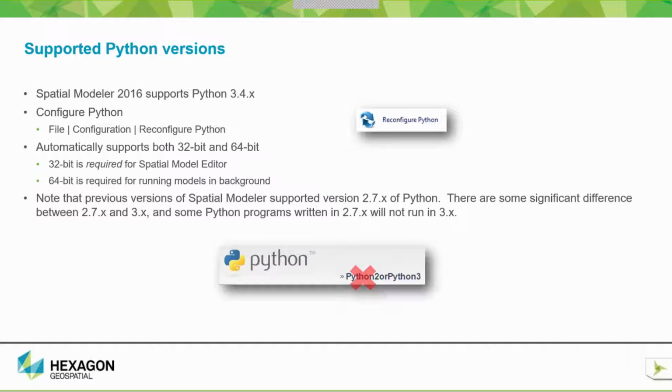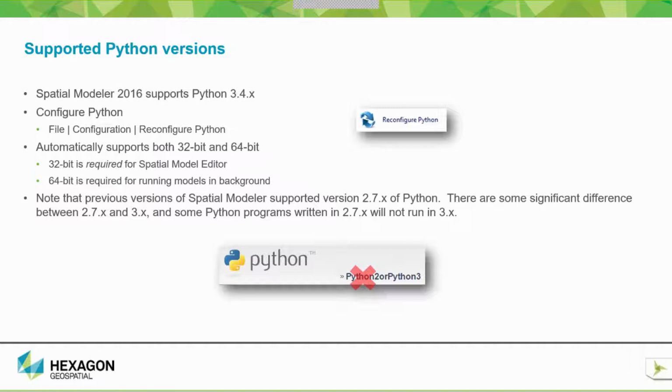You set it up by doing Configure Python from the File Configuration menu. We automatically support both 32-bit and 64-bit, so it is recommended that you install both 32-bit and 64-bit Python. 32-bit is required for Spatial Model Editor. If you want to run your model in Spatial Model Editor, you must have 32-bit Python, because Spatial Model Editor, as delivered by Imagine, is a 32-bit process.